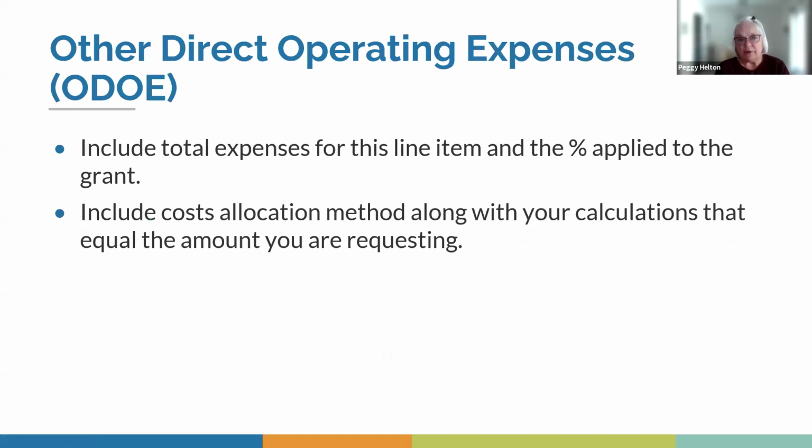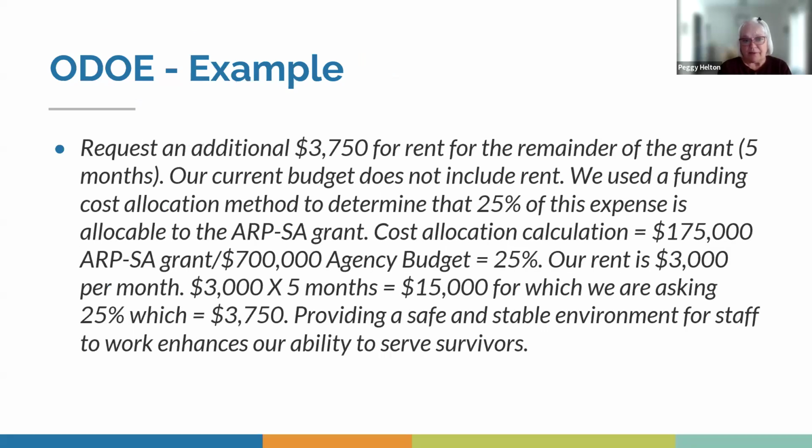So other direct operating expenses, also something that's typically cost allocated. Include your total expenses and the percent applied to the grant, and then your cost allocation method with your calculations. An example would be, let's say you've never had rent on this budget before, but you want to ask for rent. So you want to move $3,750 for rent for the remainder of the grant, which is 5 months.